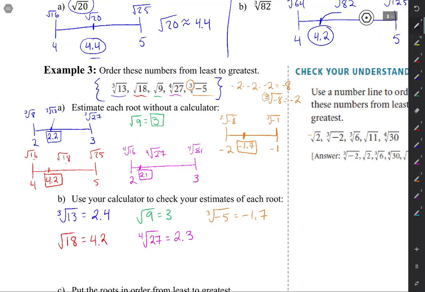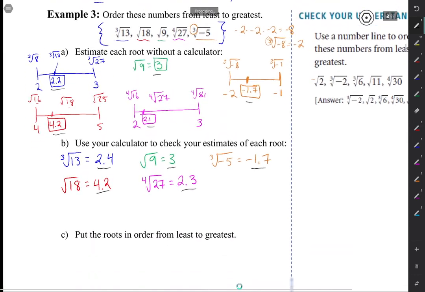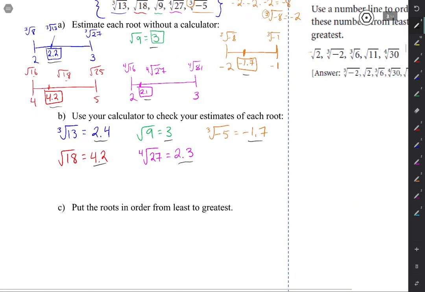So I just plugged all 5 of these into my calculator, and here are the actual answers that I got. So if we compare these to my estimates here, some of them are spot on, some of them are a little bit off, but you know what? That's why they're considered estimates. They're just close guesses to what the roots are. So now we have to place these roots in order from least to greatest. So let's look here. I'm going to use the ones from the calculator since those are the most accurate, but I could definitely do the same thing from my estimates.